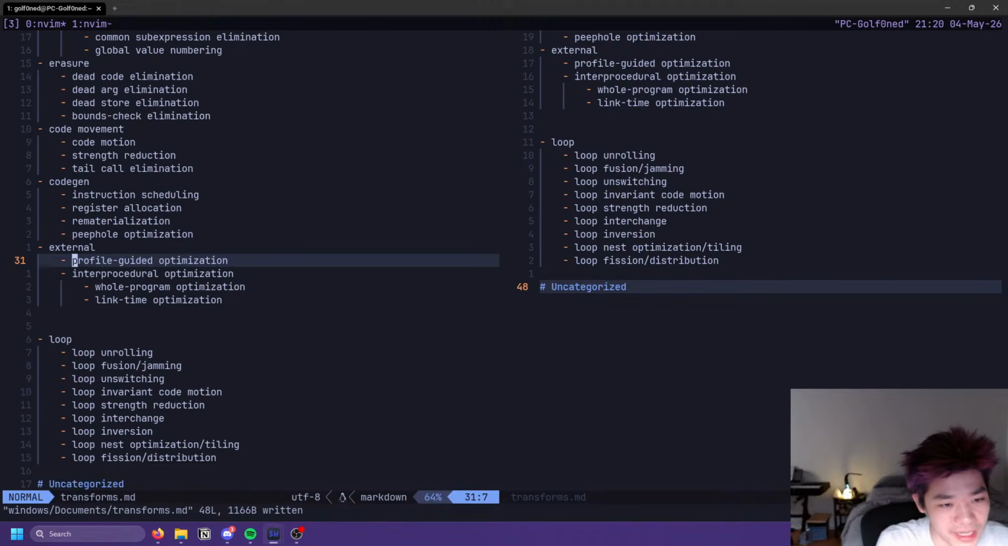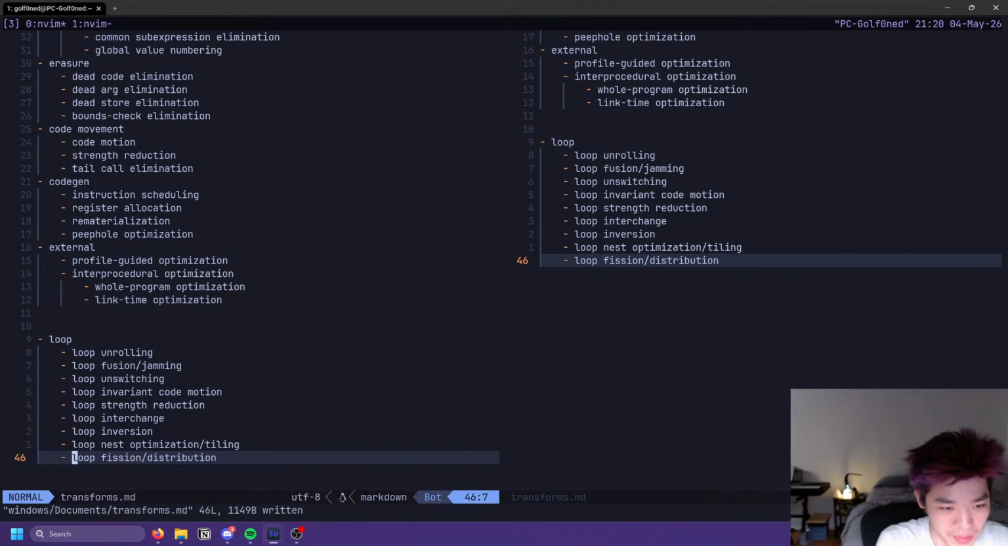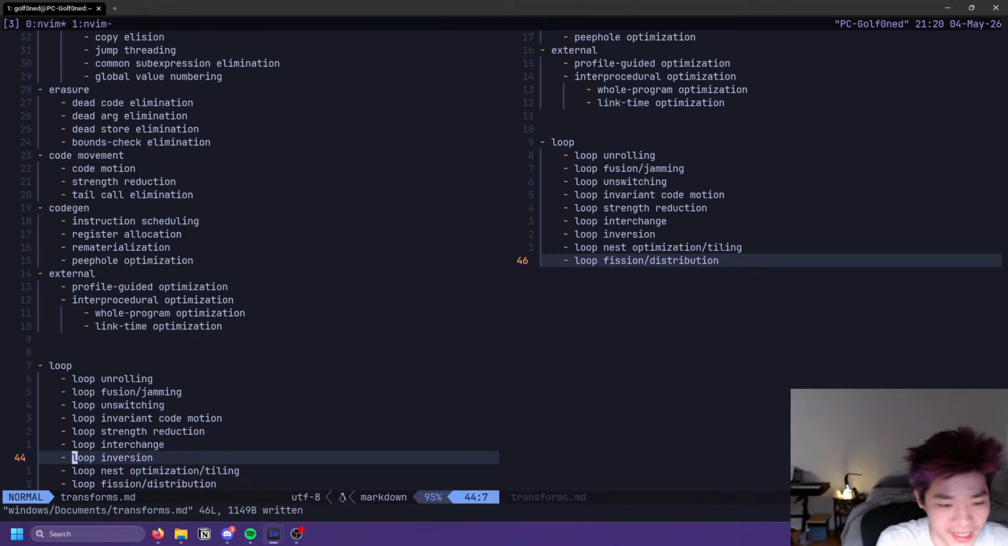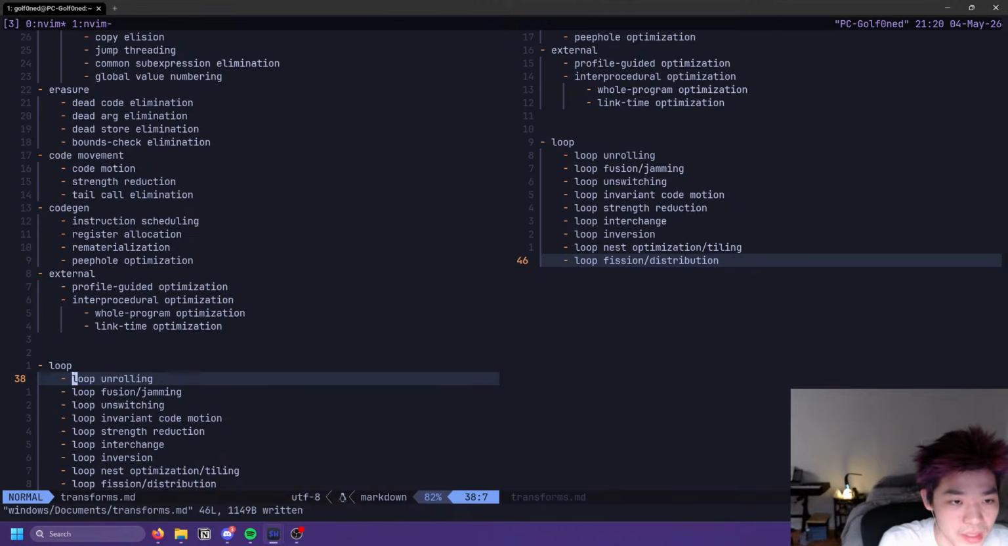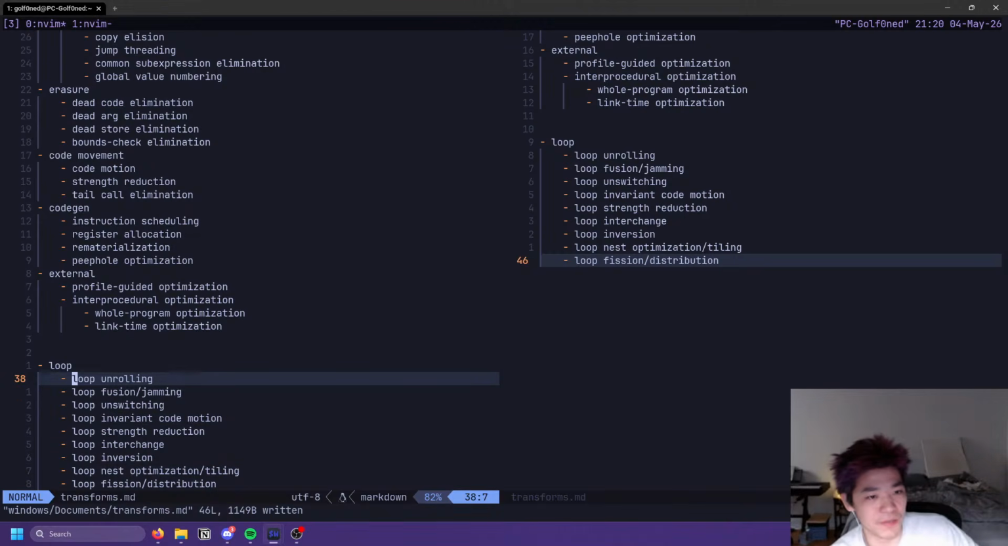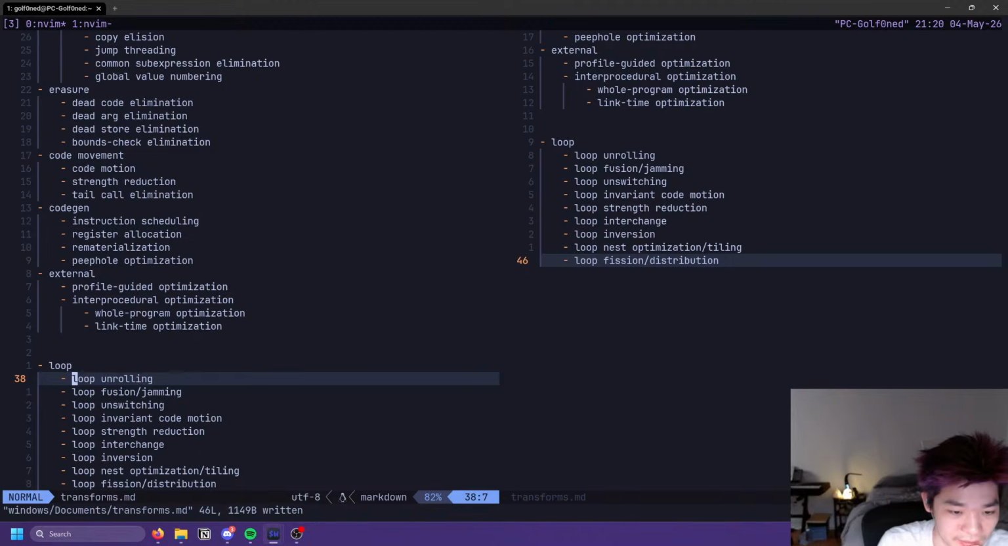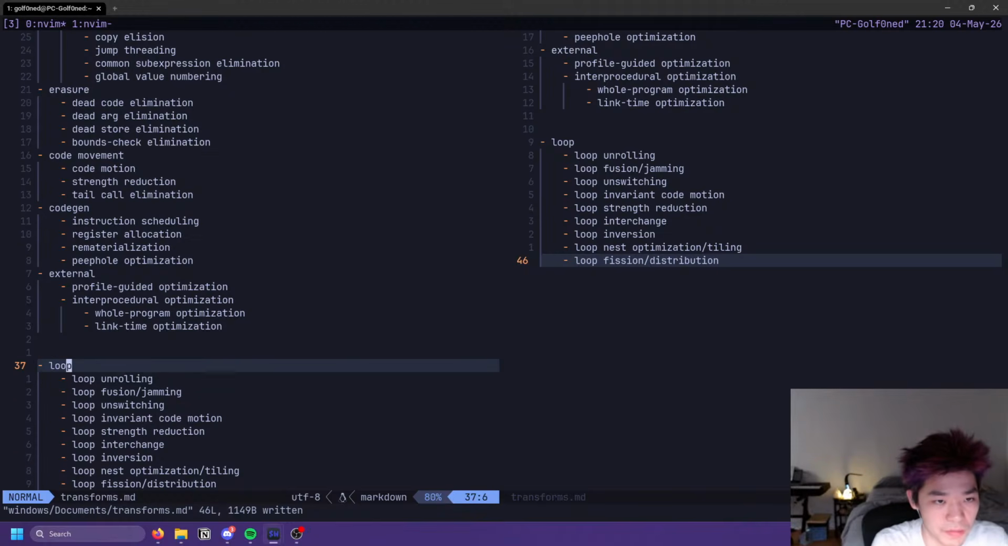And then we need to figure out what we want to do with these loops. That's the last question. I guess we could jam them under code movement. Right, I guess. I guess it gets its own little pile.